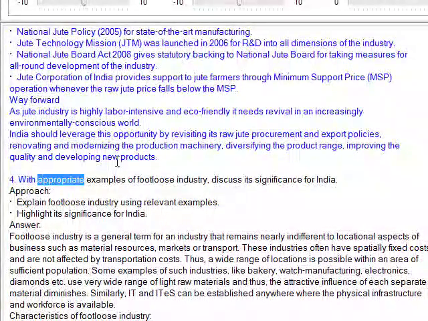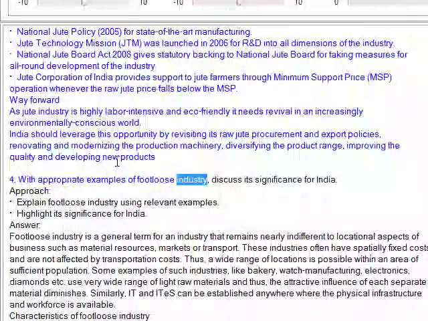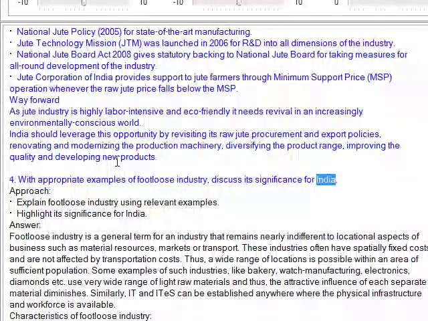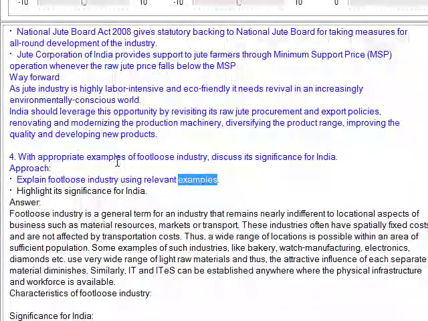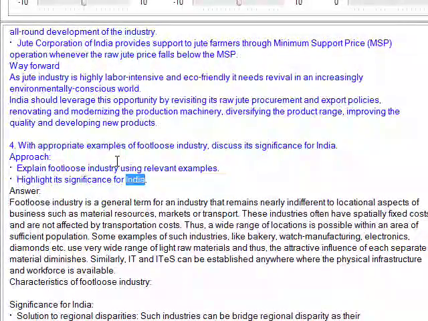Fourth, with appropriate examples of footloose industry, discuss its significance for India. Approach: explain footloose industry using relevant examples. Highlight its significance for India.